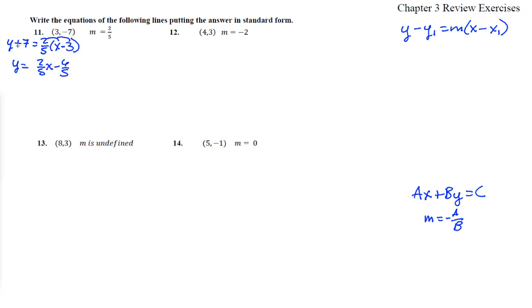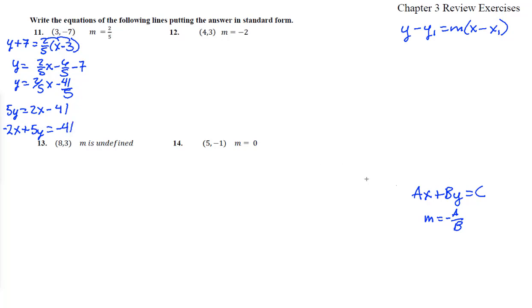Now notice we have to subtract this 7 way over to that side. And we end up with y equals 2/5 x. That's minus 35/5 minus 6/5. That's minus 41/5. Okay, so if we have to turn it into standard form, we got to multiply through by 5. So we get 5y equals 2x minus 41. Subtract the 2x over here, so we get minus 2x plus 5y equals negative 41.